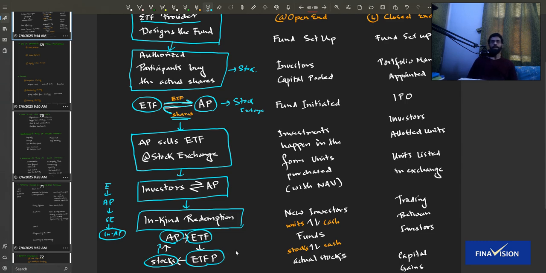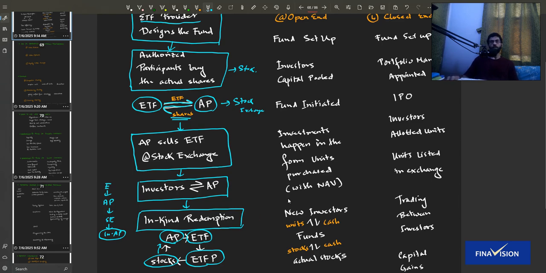And because of this, ETFs tend to be much more tax efficient, right? Because there is no selling of stocks going on here. So therefore, the question of capital gains tax, short term and long term, arises much less in this case, is avoided in this case, right?